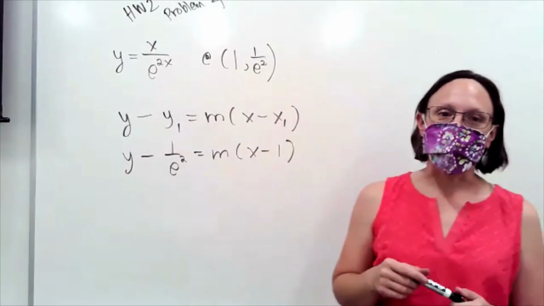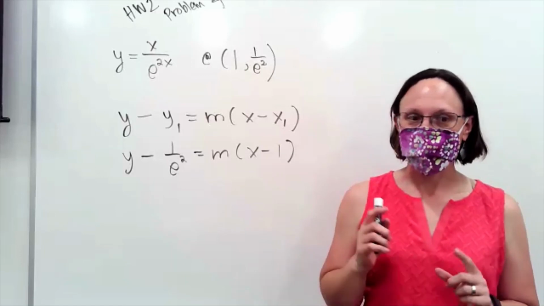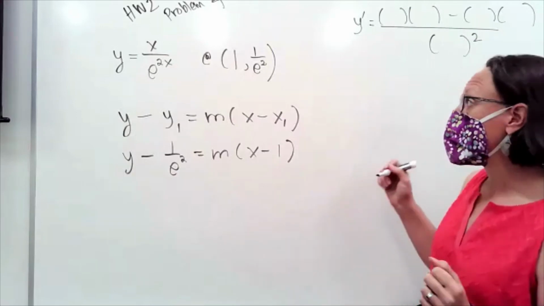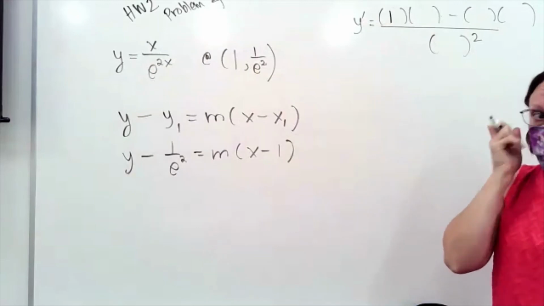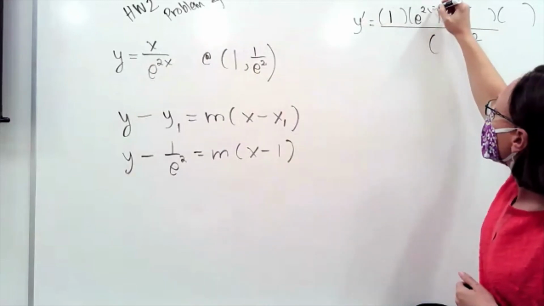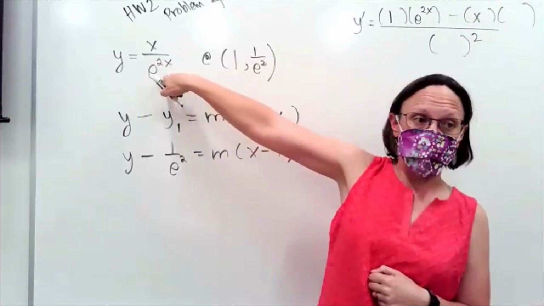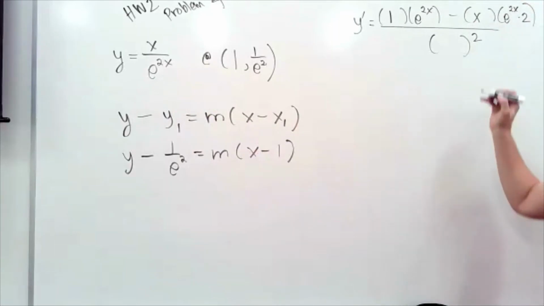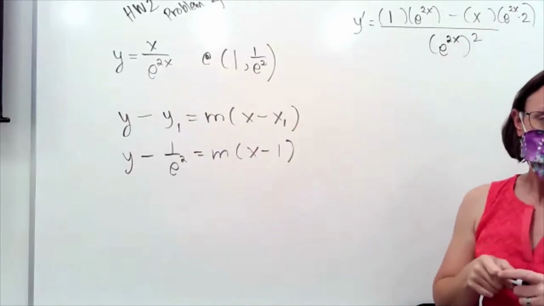But this derivative is going to involve a quotient rule. I'm going to give you all a couple minutes to try to take that derivative on your own. How about using our quotient rule? Derivative of the top is 1, I'll multiply by the bottom. Then I leave the top alone and multiply by the derivative of the bottom, which is going to be e to the 2x times 2. And then on the bottom, I've got e to the 2x, whole thing squared.